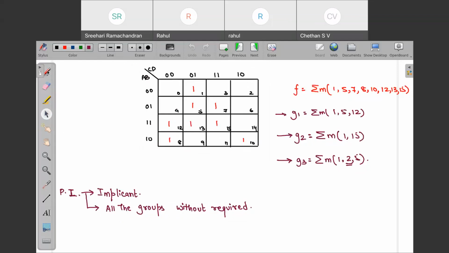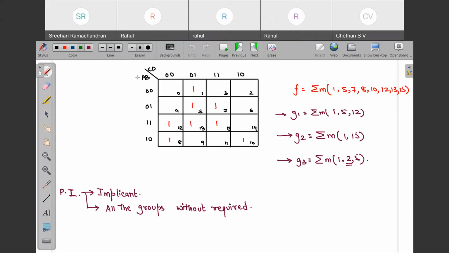Look over here. So start making all the groups present over here. One of the groups of 4, I can directly see that this is one group of 4. Now our main aim over here, when we are actually finding the prime implicant, is that first of all you need to maximize the group size. Next is find all the groups, irrespective of requirement.